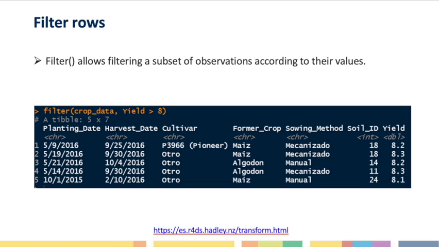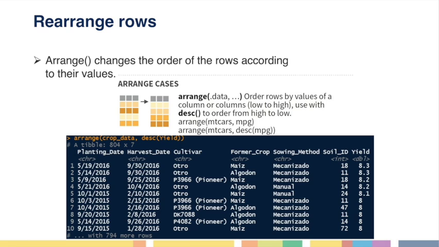So in general terms, the materials and the description of the functions and other exercises can be found in the link that you can see below. The other function that we are going to study is called arrange, and it changes the order of the rows. So we can change the order of the rows and select what we want to have first and what's next.